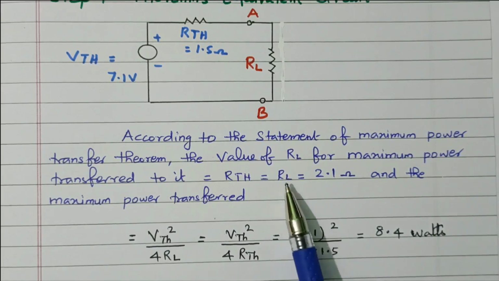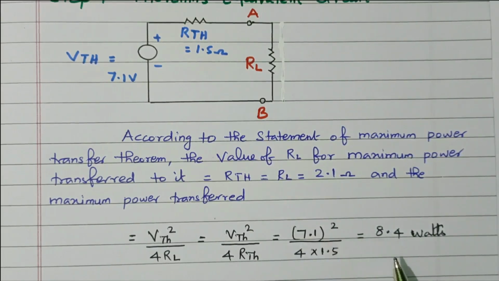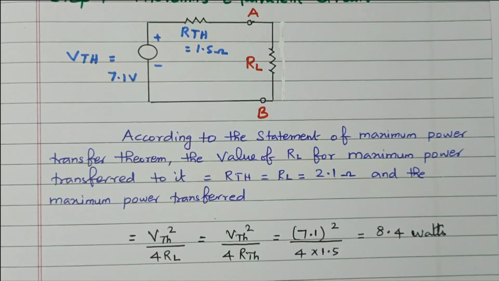So we calculated the load resistance value, and also the maximum power delivered to the load. So in this problem we discussed the maximum power delivered to the load and the RL value by using the maximum power transfer theorem. For that we calculated the Thevenin equivalent circuit, VTH and RTH. This RTH is equal to RL, that is the advantage, and also maximum power is calculated from this formula.